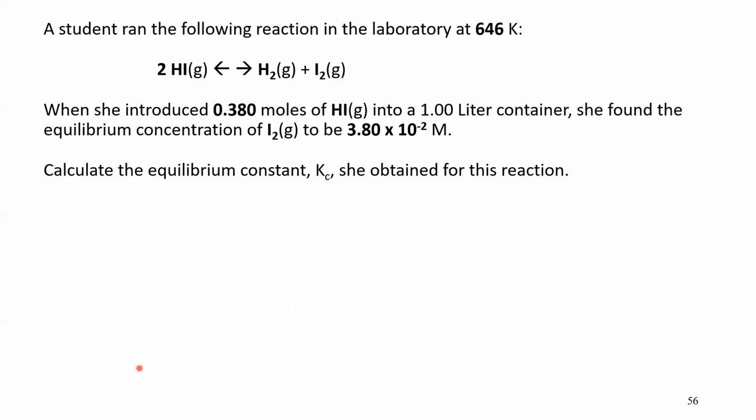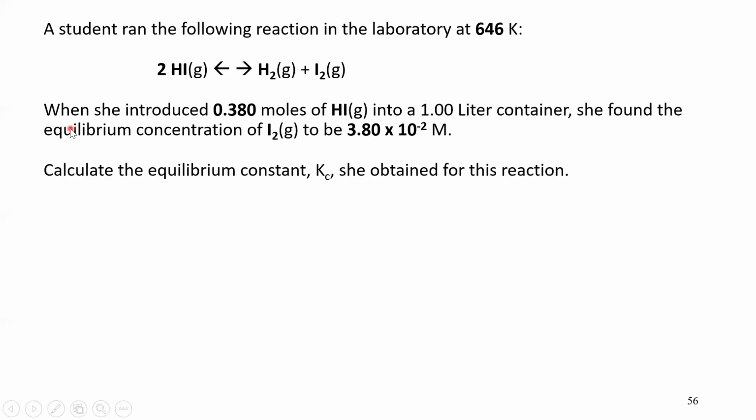So let's look at another one, same kind of problem. So we have a reaction and it says that we put 0.380 moles of HI in a 1 liter container. That means the moles equals the molarity because we're dividing by 1. It doesn't mention anything about them adding hydrogen or iodine to the container originally. That means their initial values are 0.